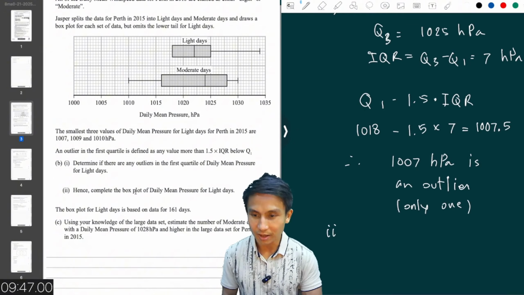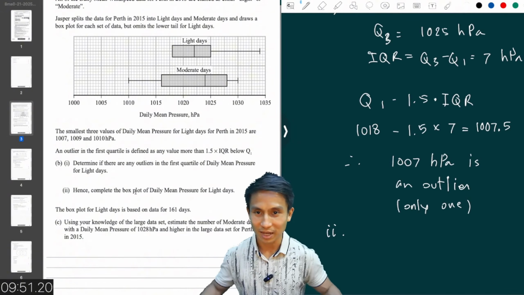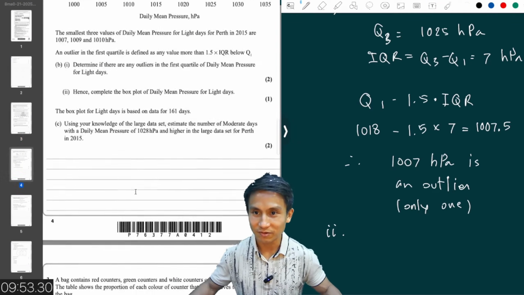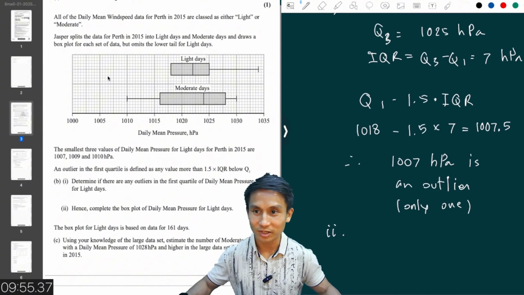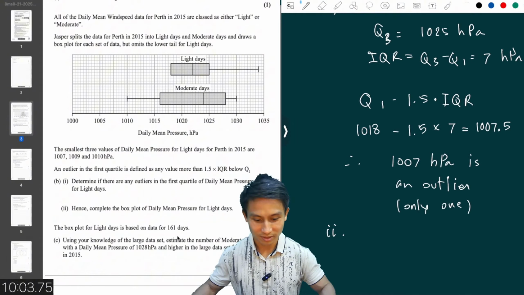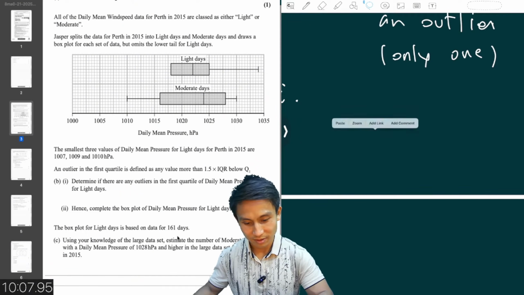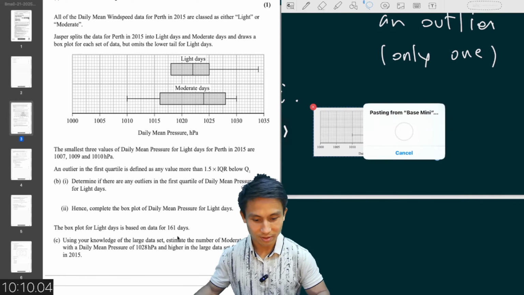Part II. Hence, complete the box plot of the daily mean pressure for light days. Let me see if they have any. Okay, they don't, so we need to. I need to copy this diagram if you don't mind, because I'm not writing in the paper here. Okay, so I'm gonna put it here. Let's see that. Okay, here we go.